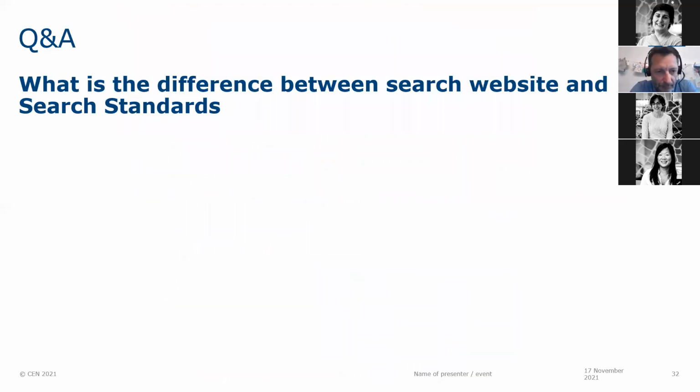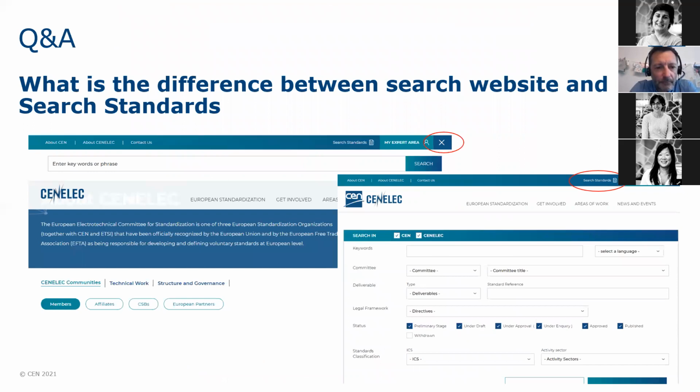The next one is, what is the difference between search website and search standards? So please note that there is a difference between the search in the website, that is searching mainly in the content of the news and in the web pages, and the search standards, that is a global search in the database, which is updated on a daily and rolling basis. And we do invite you to notify us of any gaps you might come across for us to improve the metadata behind the search in the content website.